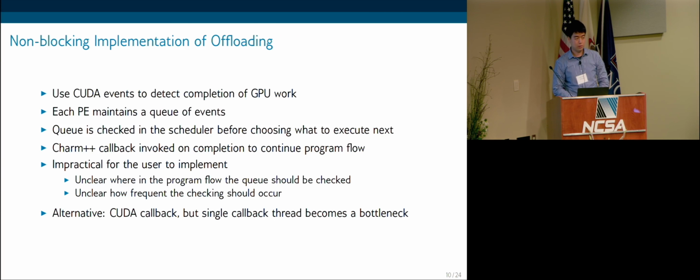To talk a little more about the non-blocking implementation of offloading: as I said before, we use CUDA events to detect the completion of GPU work. To do this, each of the PEs maintains a queue of events, and each queue is checked in the scheduler before we choose what to execute next. The Charm++ callback provided by the user is invoked on the completion of the specified operation, whether it be a data transfer or kernel execution, and the runtime is able to continue the flow of the program without waiting for the GPU work to complete.